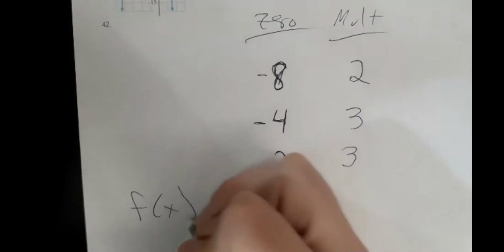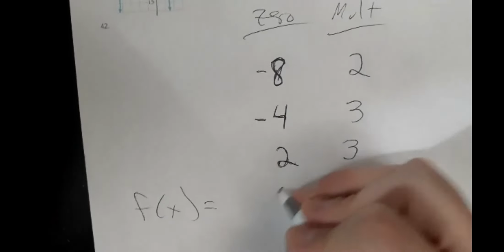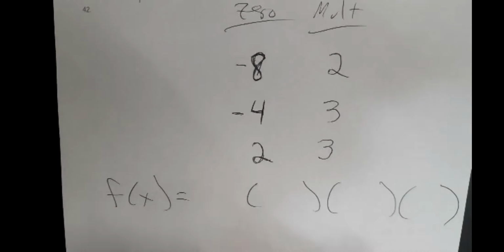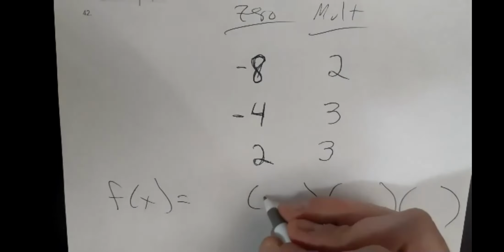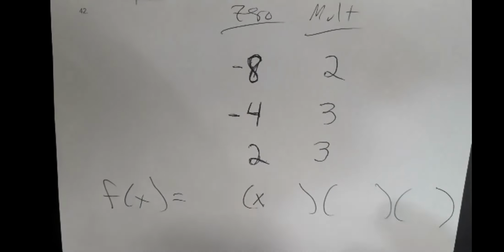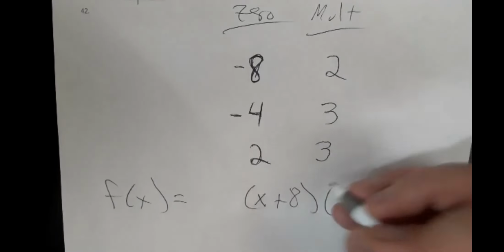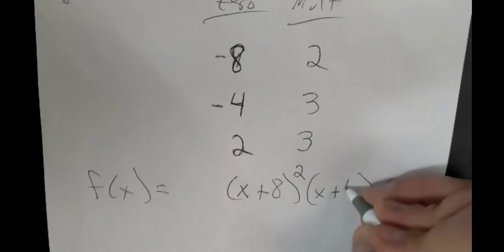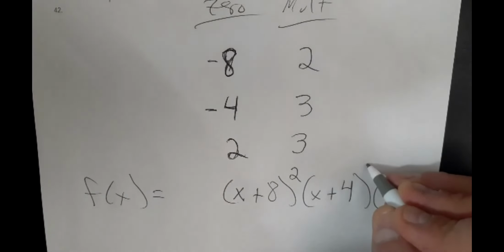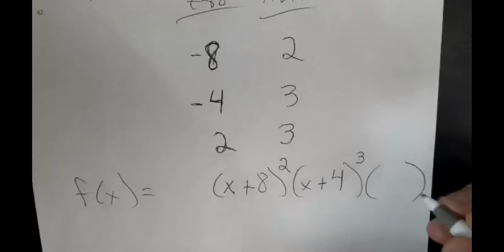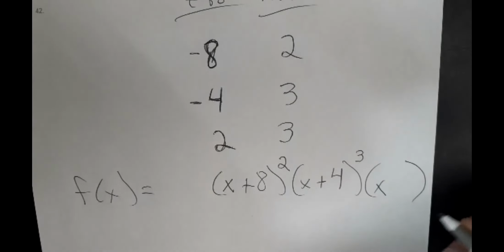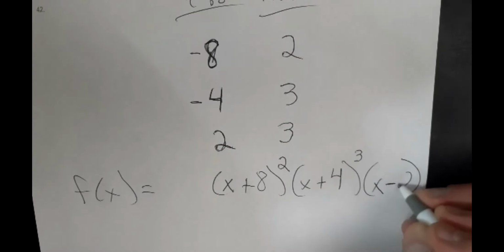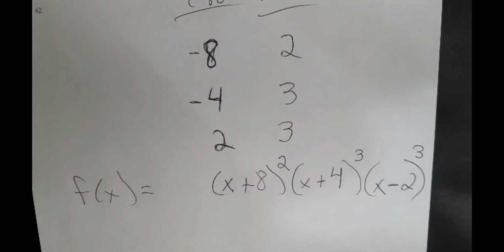Now I'm going to write out my factors. My first factor is x plus 8, and that should be squared. I've got an x plus 4, and this should be to the cube. And then last thing, I've got an x minus 2, and this one should be to the cube.